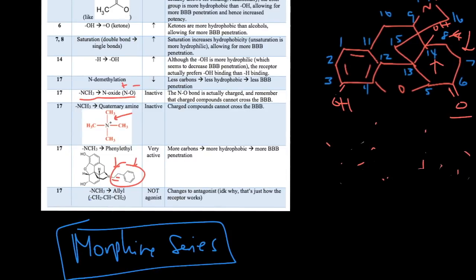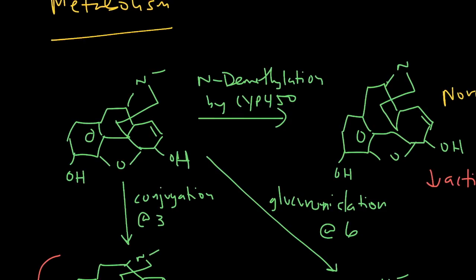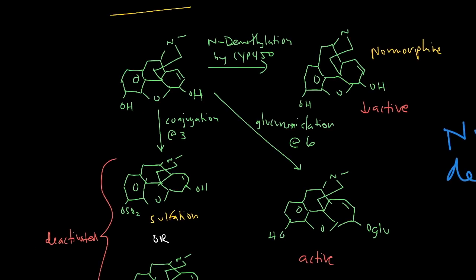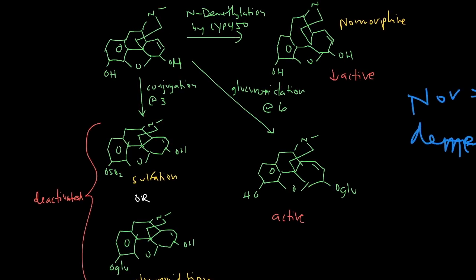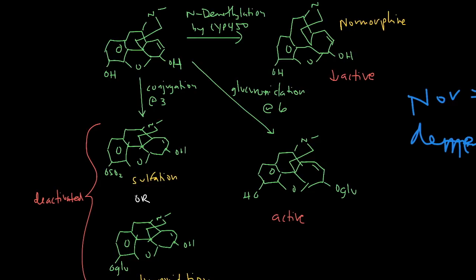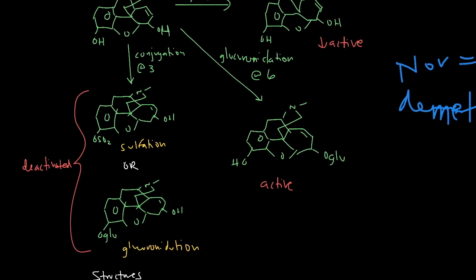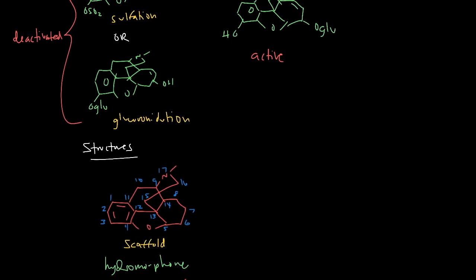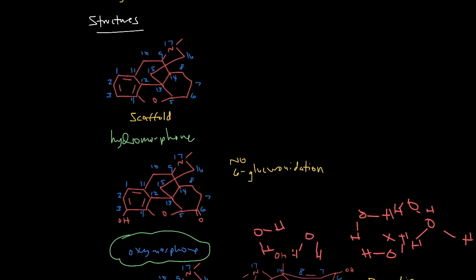Your morphine series, your metabolism follows this scheme, where you demethylate it, conjugate it at the 3 position, or glucuronidate it at the 6 position. Conjugation at the 3 position deactivates the molecules, whereas any other metabolism routes either keep the molecule active or decrease activity. Nor, as a prefix, refers to demethylated products. Adding a ketone at the 6th position removes the 6th position metabolism, the 6th glucuronidation.